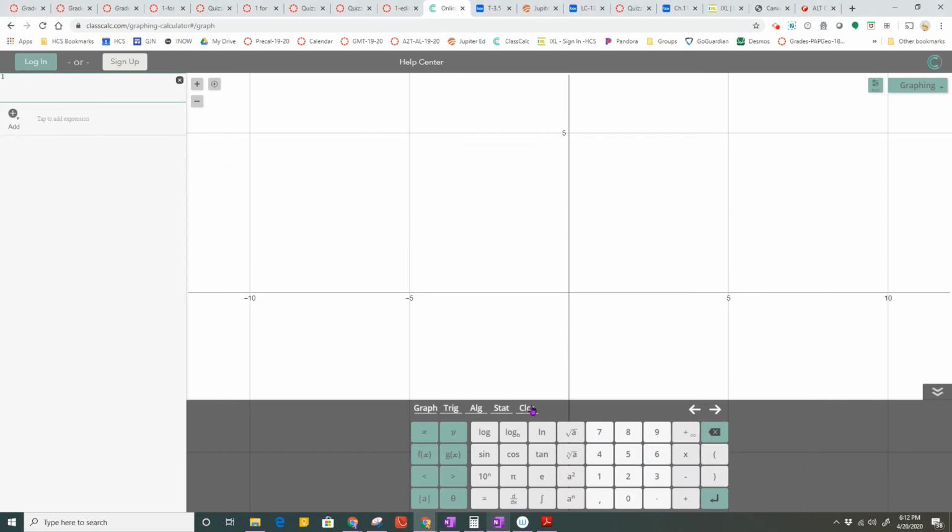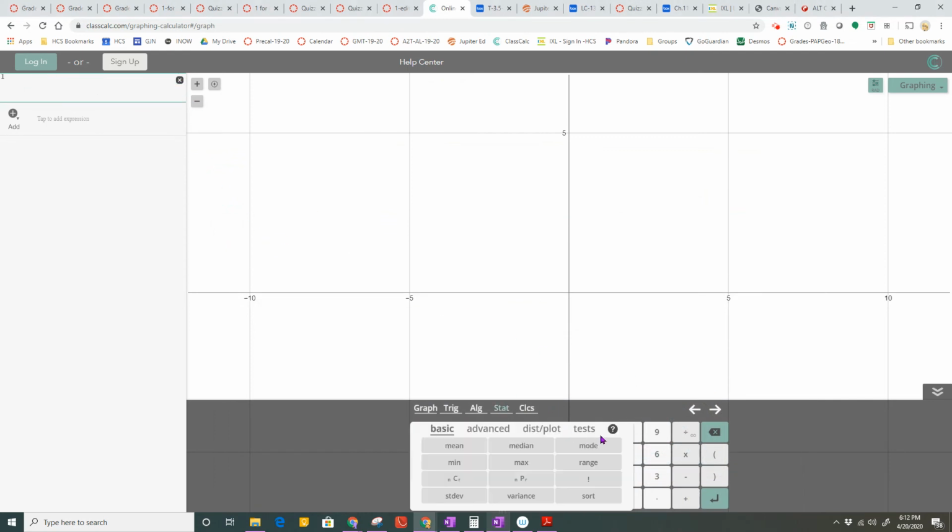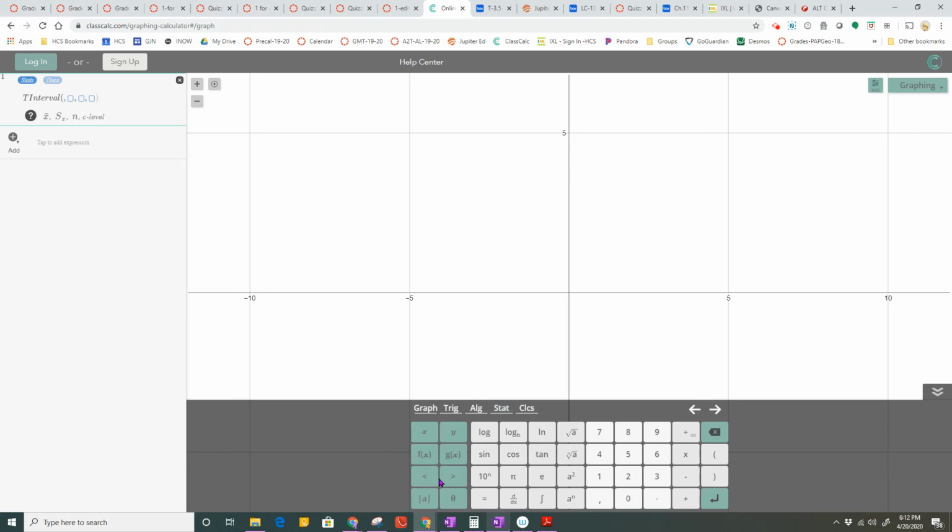So in ClassCalc, I am going Stat, Test again, and not Z interval, but this time I want a t interval. It asked for my mean, and my mean was 25. My standard deviation is 4. My sample size is 10. And my confidence level is 0.99. So I have an interval of 20.89.